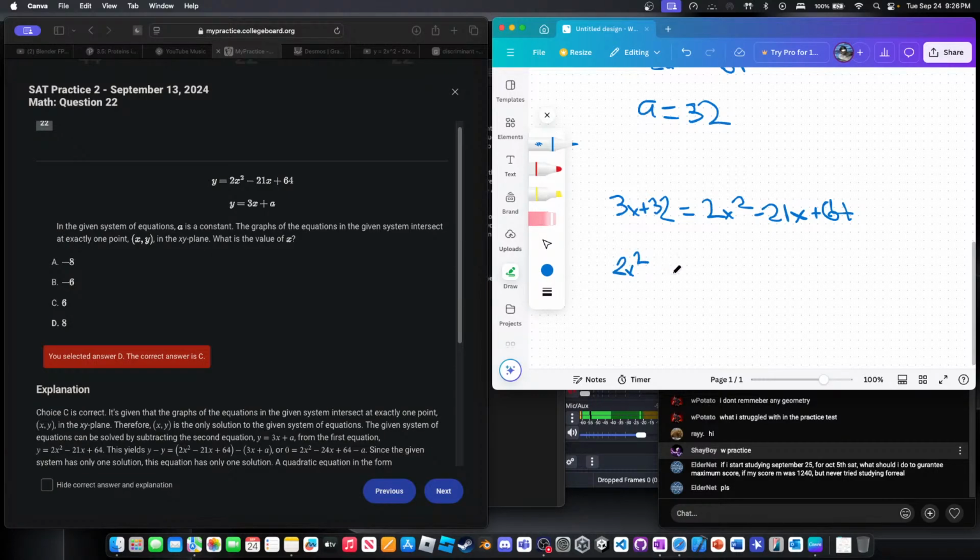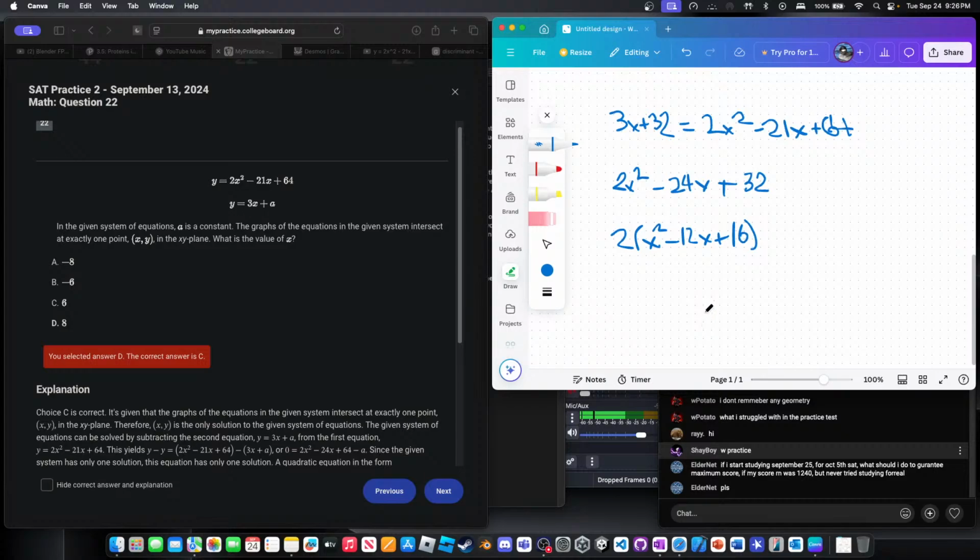2x squared minus 24x plus 32. There we go. Now let's take 2 out of x squared. 12x plus 16. That would leave us with 8 and 2, 4 and 4.